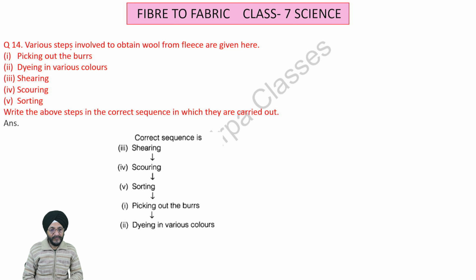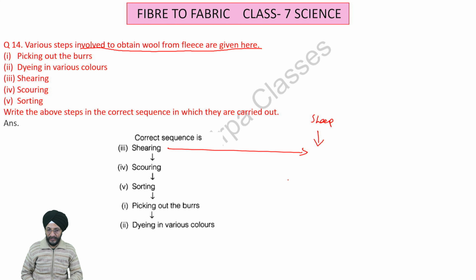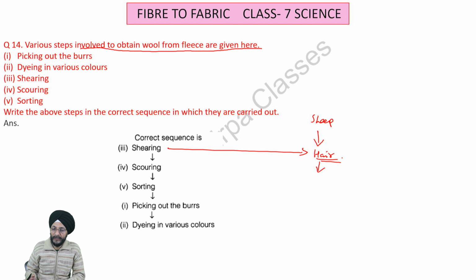Now we have to see the various steps involved to obtain wool from fleece. First of all, suppose here is a sheep, we have to remove its fleece. This is called shearing. When we remove the hair, it is very dirty, and the fleece is very greasy. It may be because of the vegetable matter around the sheep, or because of urine or other dust. So we have to clean that fleece, which is called scouring.